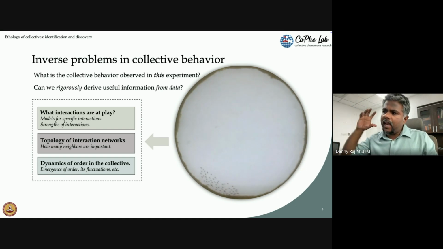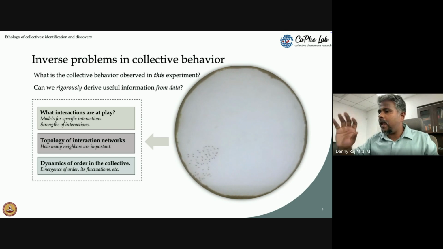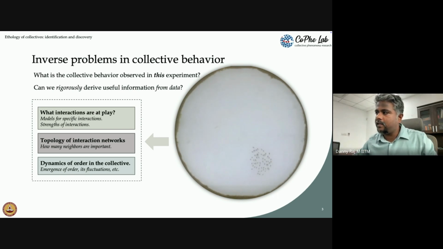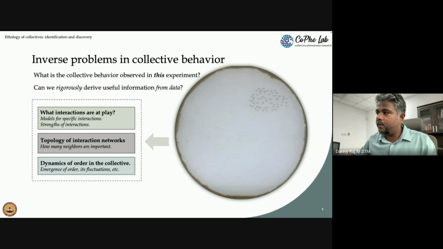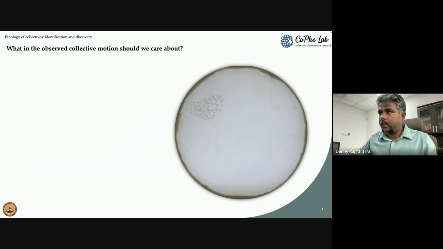So, can we rigorously throw light on any of these kinds of questions? That is what falls under the broad umbrella of inverse problems in collective behavior. All right. When you're talking about this, we ask the question: what in this observed collective motion should we care about?